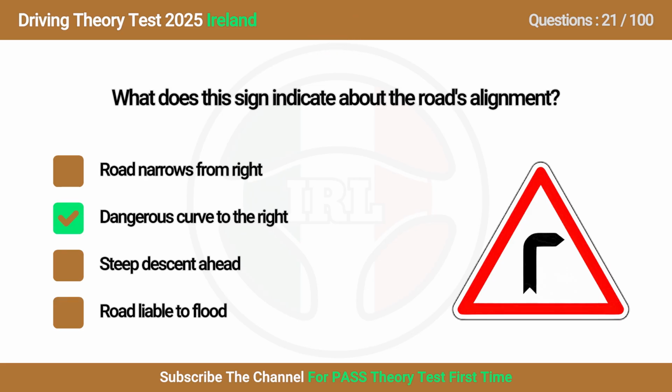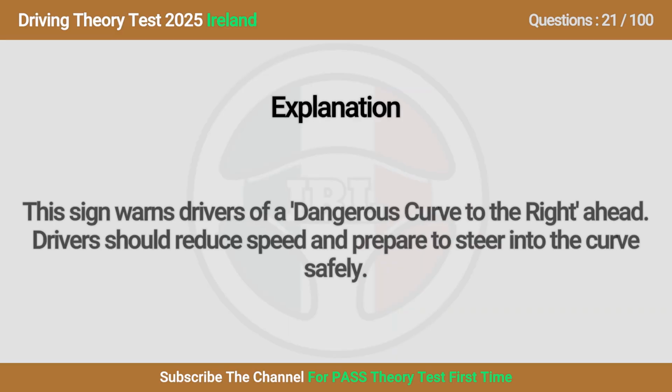Answer is B. Dangerous curve to the right. This sign warns drivers of a dangerous curve to the right ahead. Drivers should reduce speed and prepare to steer into the curve safely.